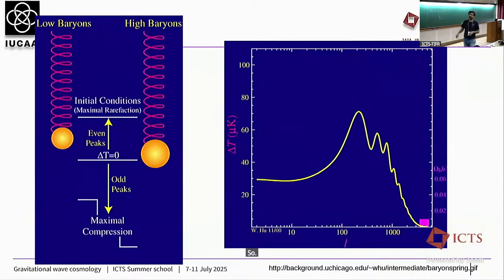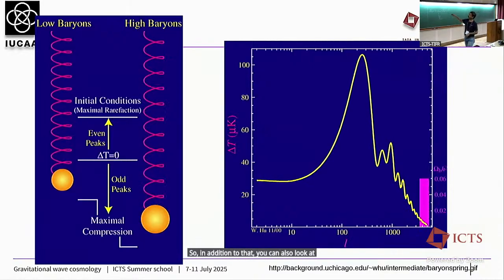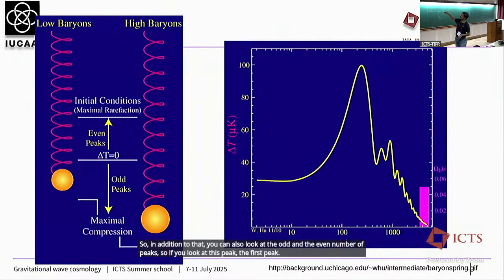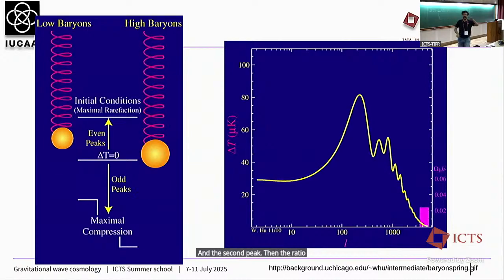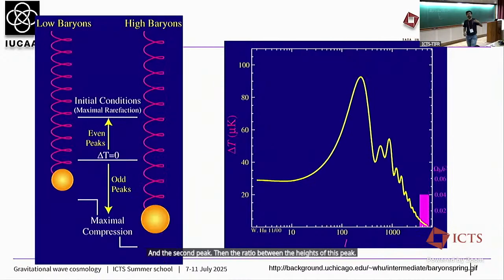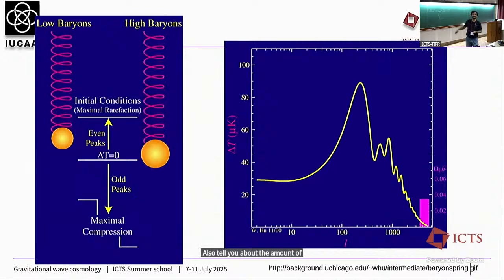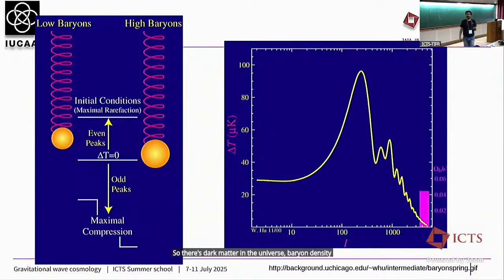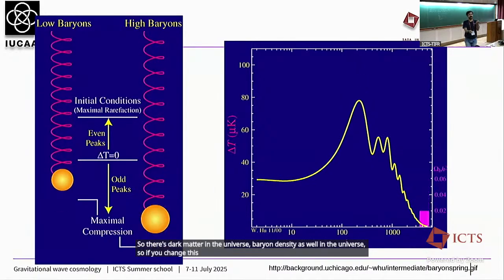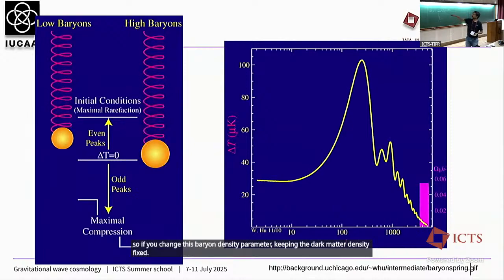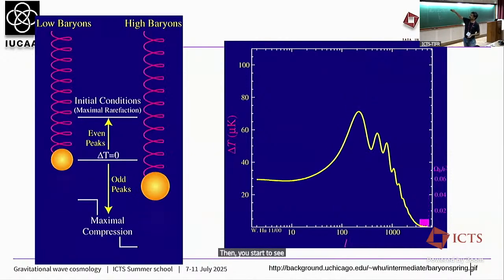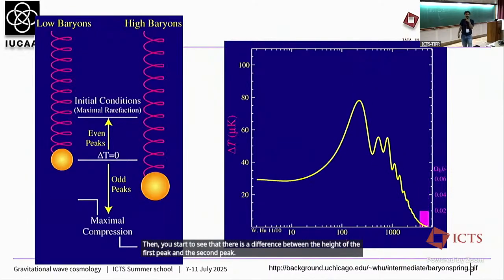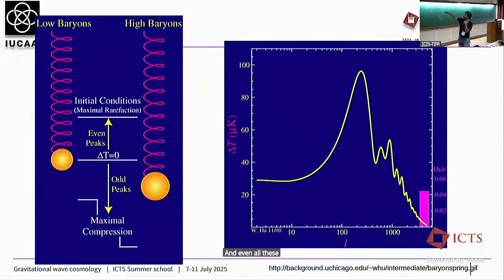In addition to that, you can also look at the odd and the even number of peaks. If you look at the first peak and the second peak, then the ratio between the heights of these peaks also tells you about the amount of baryon density in the universe. So there's dark matter in the universe, and baryon density as well. If you change this baryon density parameter, keeping the dark matter density fixed, then you start to see a difference between the height of the first peak and the second peak. Okay? And even all these other peaks, basically.